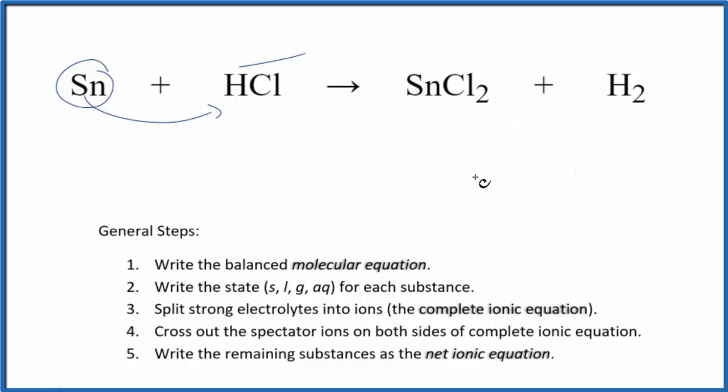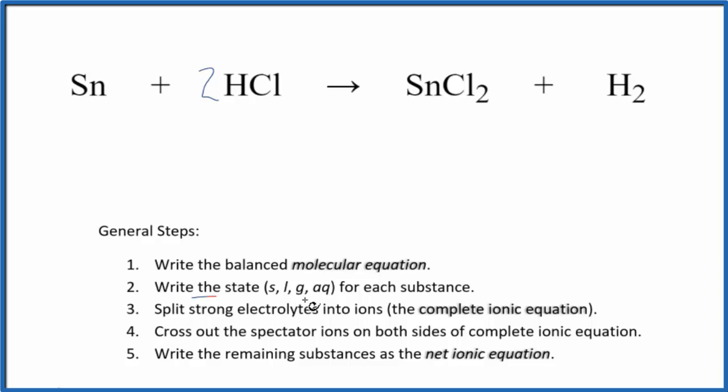So to do this, the first thing we have to do is balance the molecular equation. This is the molecular equation. I can see I have 2 chlorines here and just 1 here, so I'll put a 2 in front of the HCl. That balances the hydrogens, and the tin's already balanced, so we're done. This is the molecular equation.